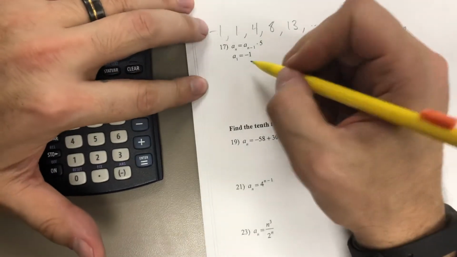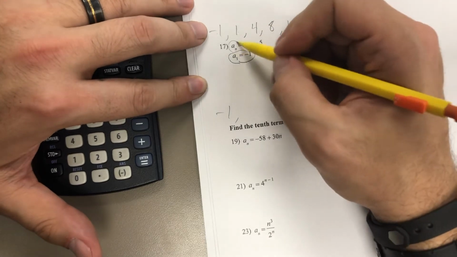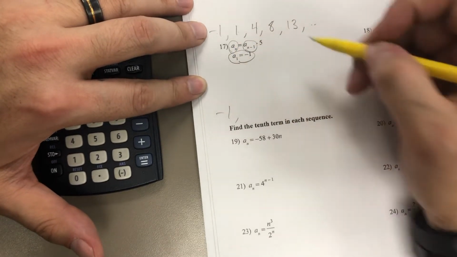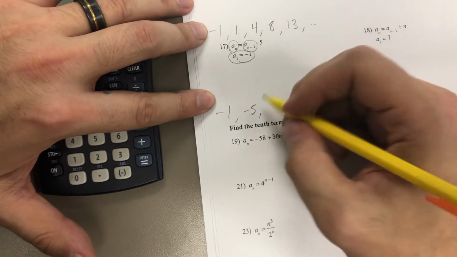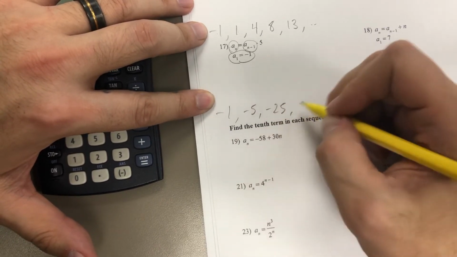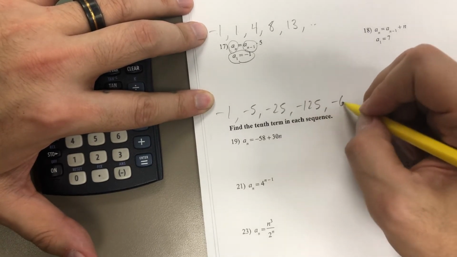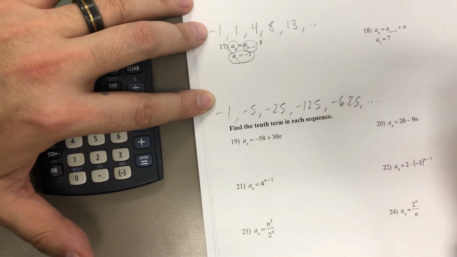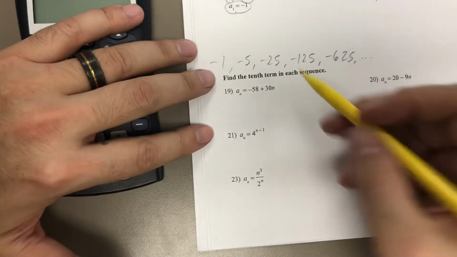All right, next recursive rule. First term is -1. To get to the next number, I take the previous number and multiply by 5. So times 5 gives me -5. Next number, times 5 gives me -25. Times 5 gives me -125. Times 5 gives me -625, and so on. So that's recursive rules. These ones are so easy.